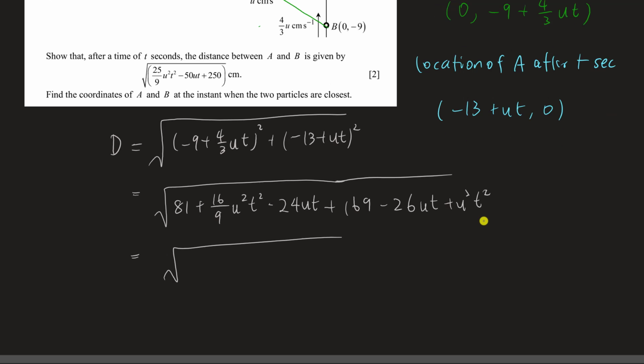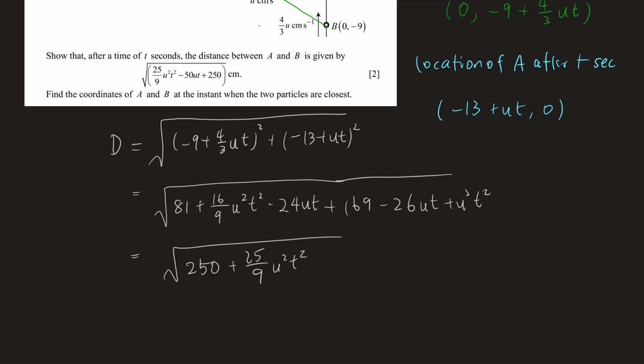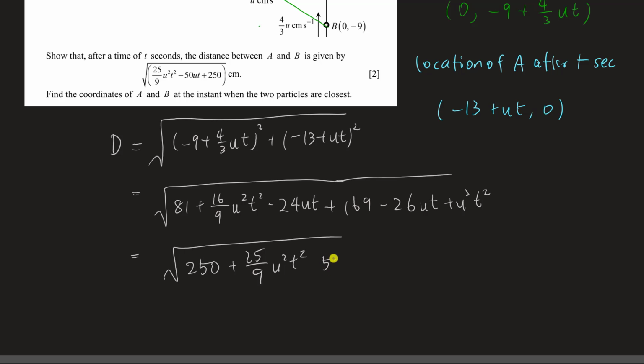81 plus 169 gives us 250. 16 over 9 u squared t squared plus 1 u squared t squared gives us 25 over 9 u squared t squared. And finally, -24 ut minus 26 ut gives us -50 ut, which is exactly what they have here. So we are done with part 1.